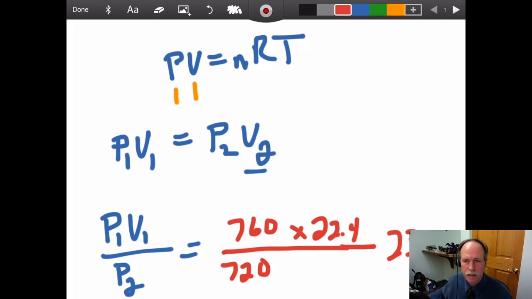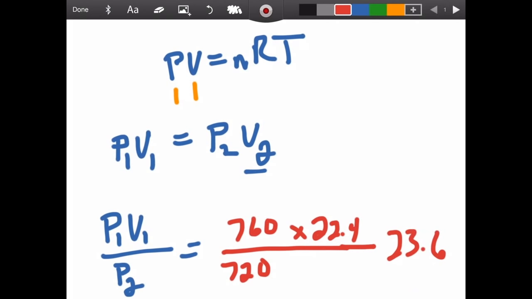So let's go ahead and just get rid of this real quick. And there it is, 23.6 liters. Now, our torr is going to cancel out just like the atmospheres would cancel out, and we're left with liters. And that's what our result is in, liters. Very simple to use.